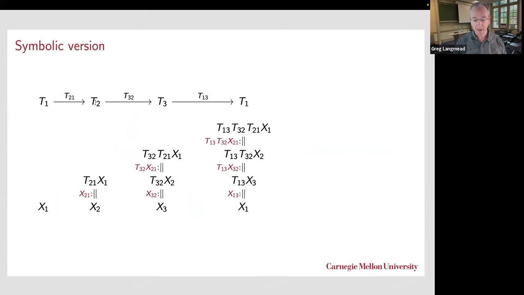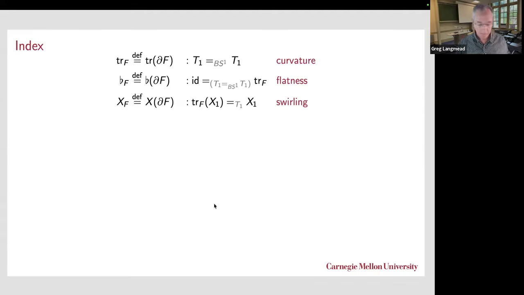Here's symbolically what we did with our fibers. And then in the final fiber, we built up 4 points and 3 paths connecting them with these names. So an inventory of what we did. At a face, we've got curvature, which is an isomorphism of one of the tangents. We've got flatness, which is a path from the identity to the above curvature. And we've got swirling, which is a path over. So it goes from a transport of x1 around the loop back to x1 itself.